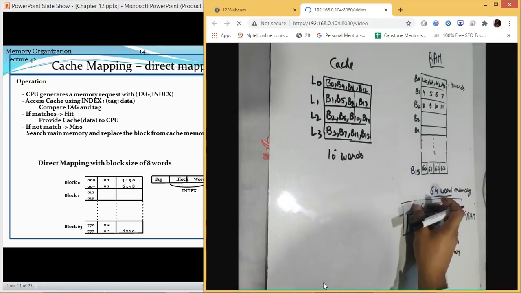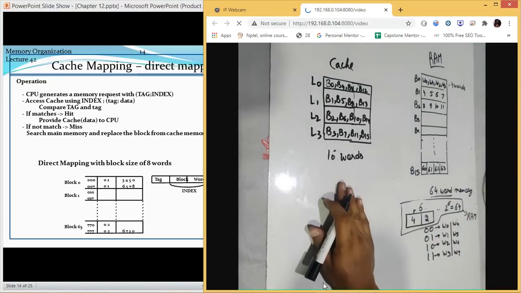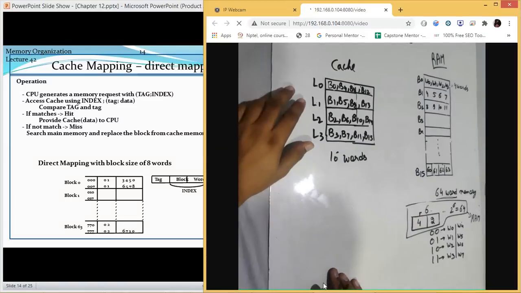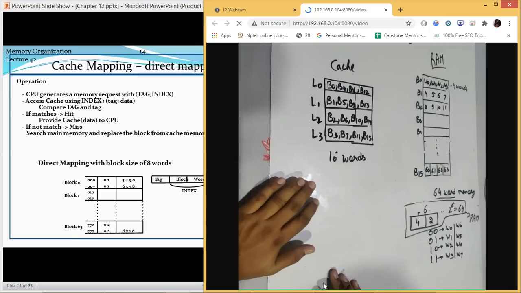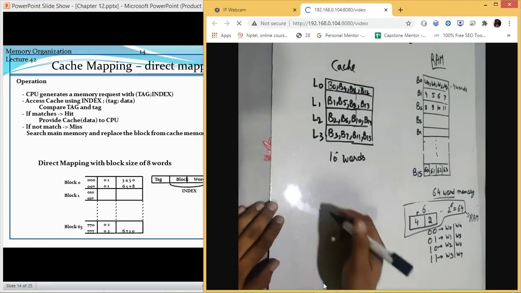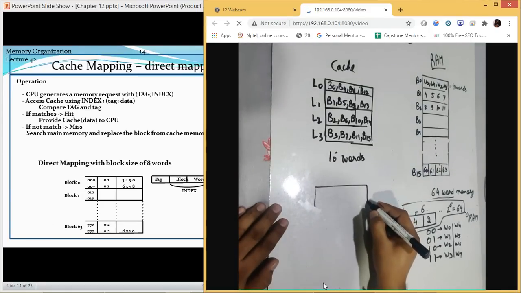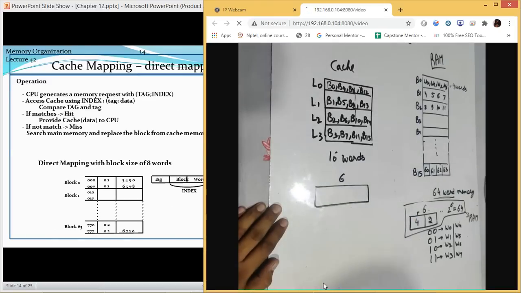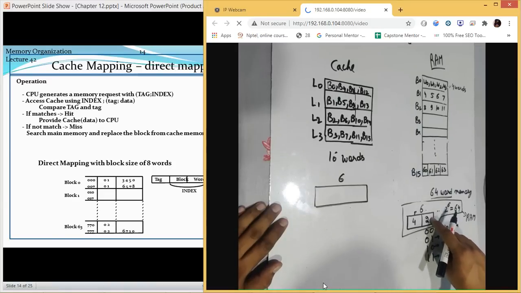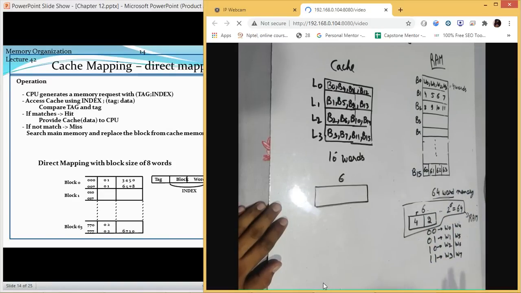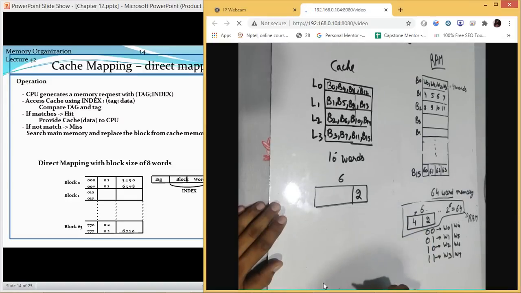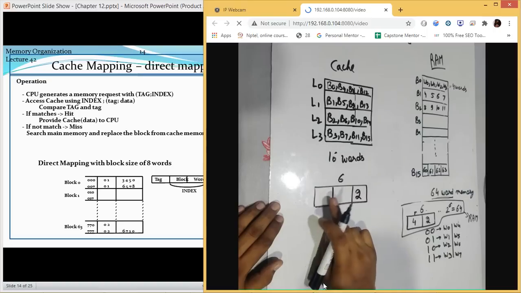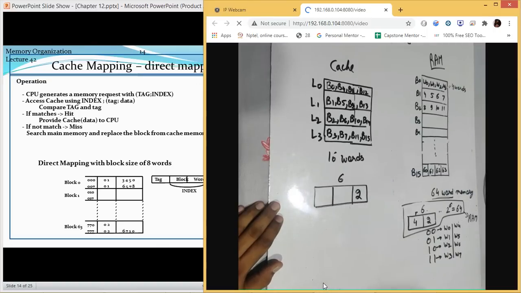Now the number of bits will remain same inside the cache even though its size is less. Even though the size is only of 4 lines, but still the physical size for referring to cache will remain same. So the total size will still be 6 bits for this, and we are not going to change this word, or whatsoever you call it, block offset. So this will remain as it is. It is 2.